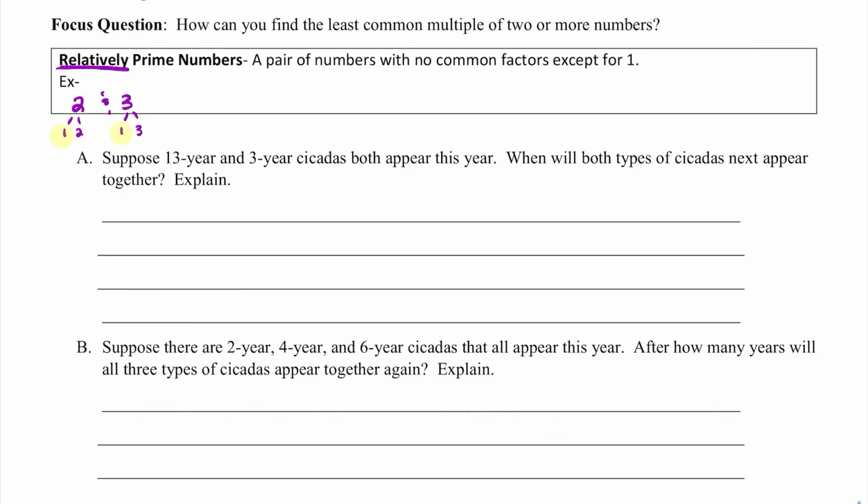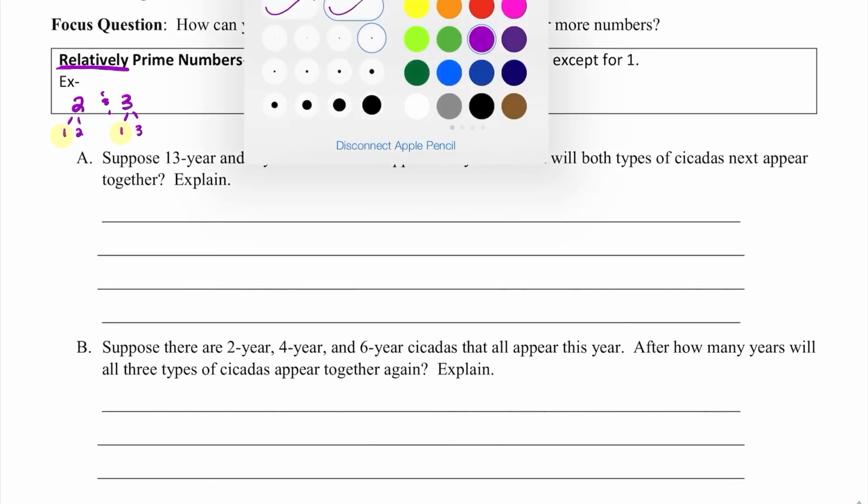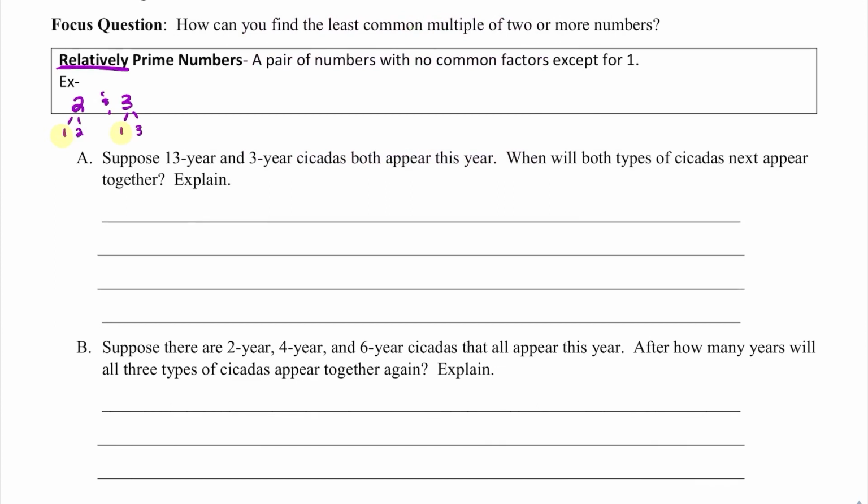They're kind of like relatives in your family. They're closely related because they do have this one thing in common. Another example, let's go with some larger numbers. Let's do 29 and maybe 31. The factors of 29 are 1 and 29. The factors of 31 are 1 and 31. Again, the only thing that they have in common is that factor of 1.